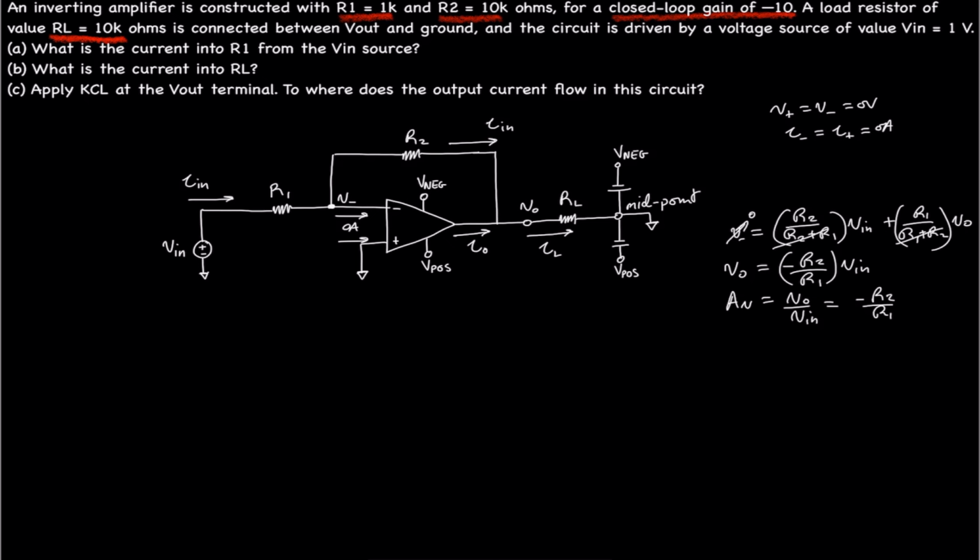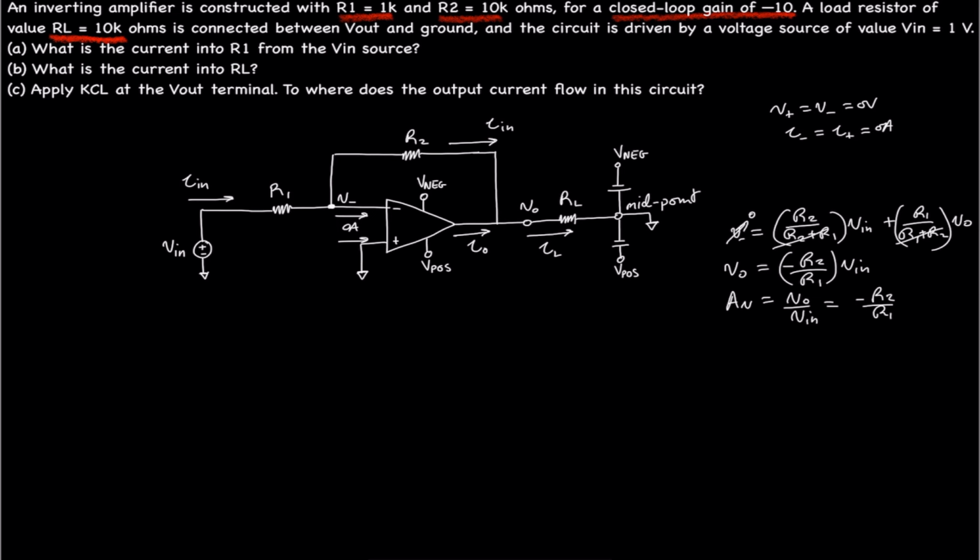Knowing that, we can move forward and first find the current. What is the current into R1 from the Vin source? That's how we figured out the direction of the current Iin. So we can then find Iin. If we can find the voltage across the R1 resistor, we can then find the current flowing through that resistor.